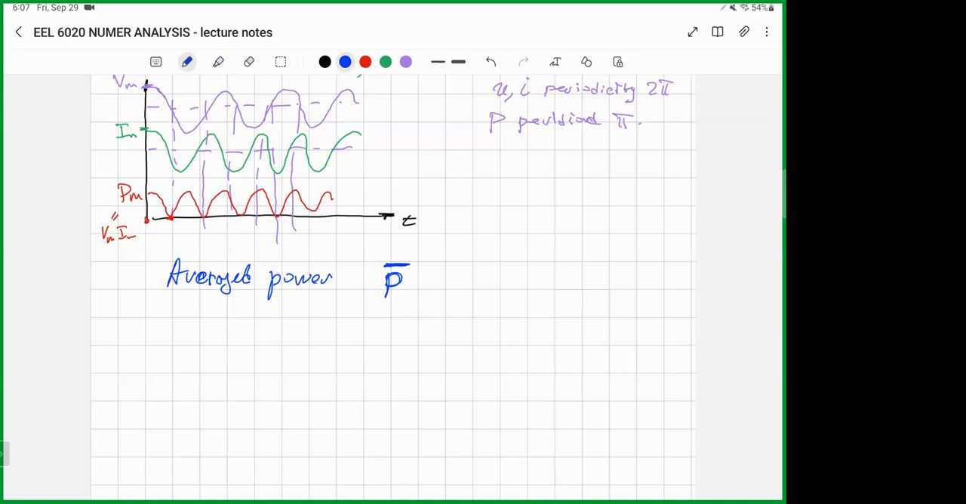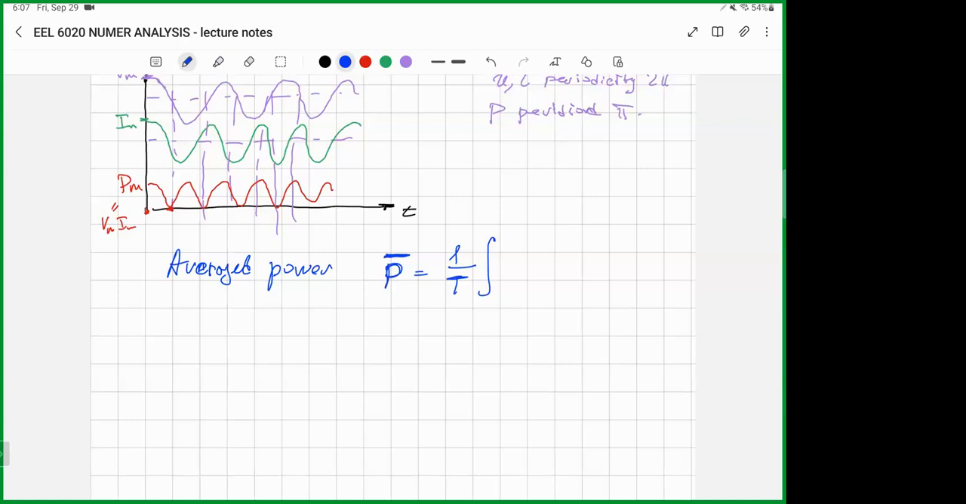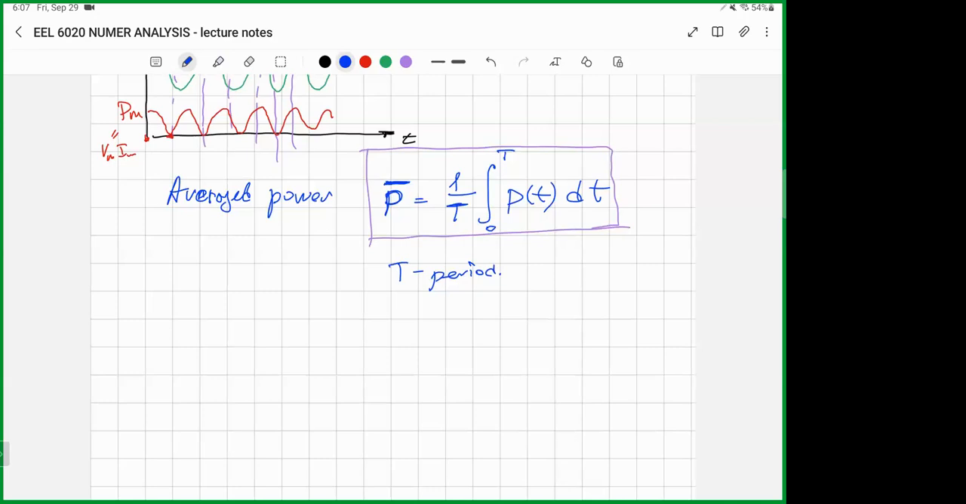It's given by 1 over the period of the function times the integral from 0 to the period of the function of the function itself. So this is the definition for the average of any periodic function, any periodic function with periodicity T. So T is the period. In our case, as we noticed, the period is pi for the instantaneous power.